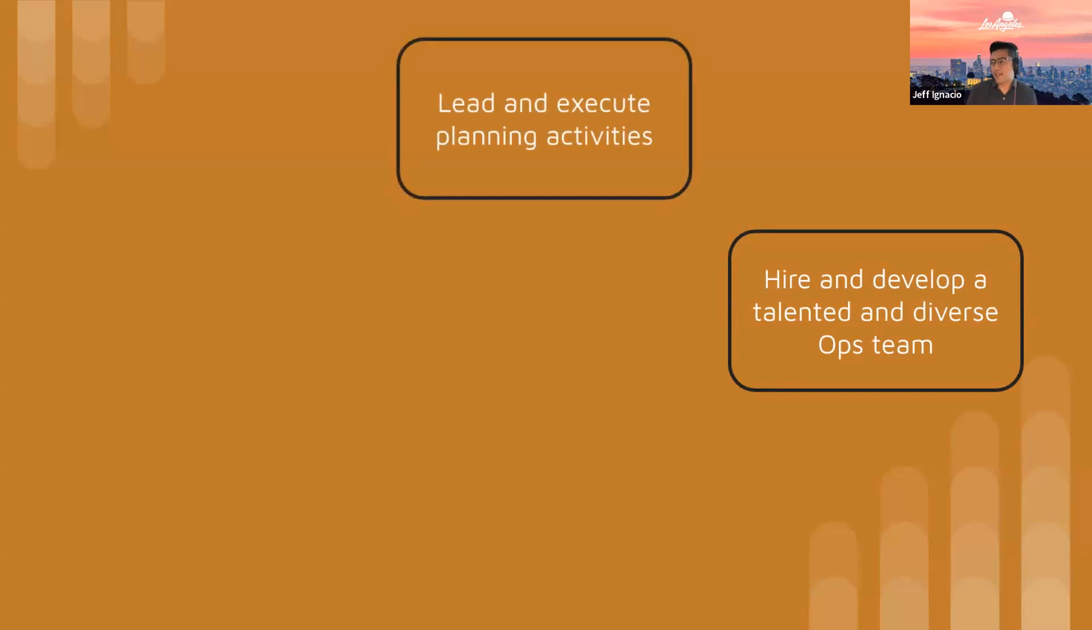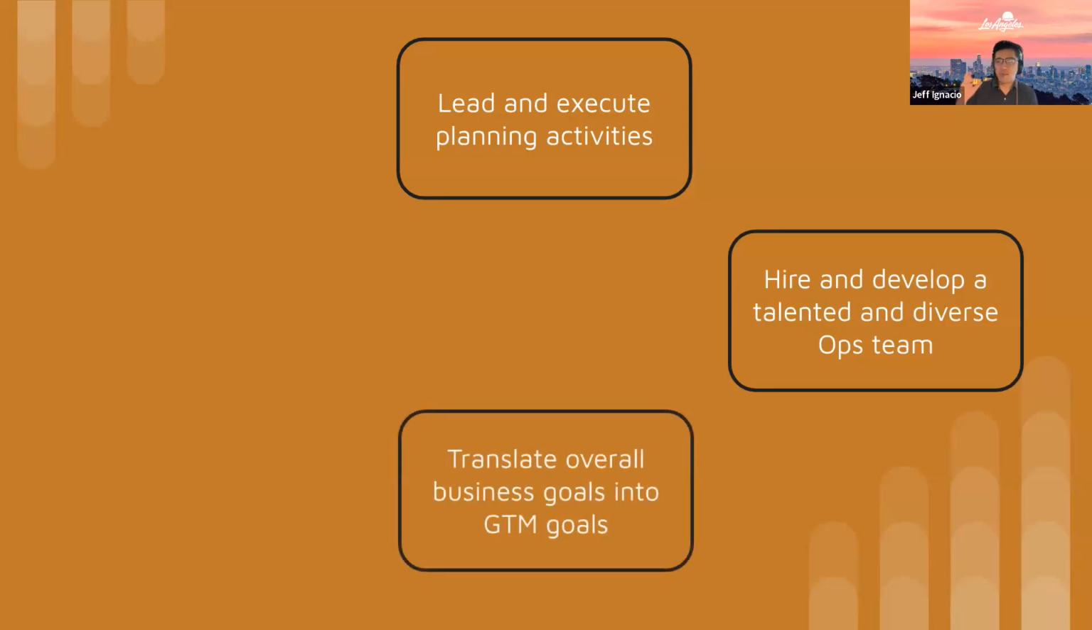Second, leading and executing planning activities for the business. It's September, or end of September, leading into October. Many of you are probably already involved in your annual planning process for next year. Next is translating those business goals into go-to-market goals, meaning the initiatives. So we need to generate X% of revenue growth from this year versus next year. How are we going to get there?